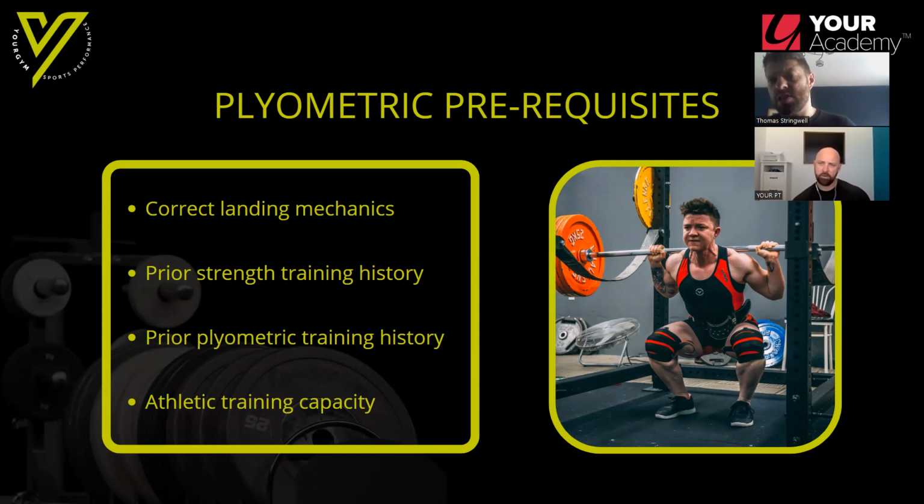So some prerequisites for proper plyometric training. Can someone land correctly? If they're landing with a knee valgus, that's a car crash. You've got medial-lateral forces going through the knee that's going to cause an ACL rupture.